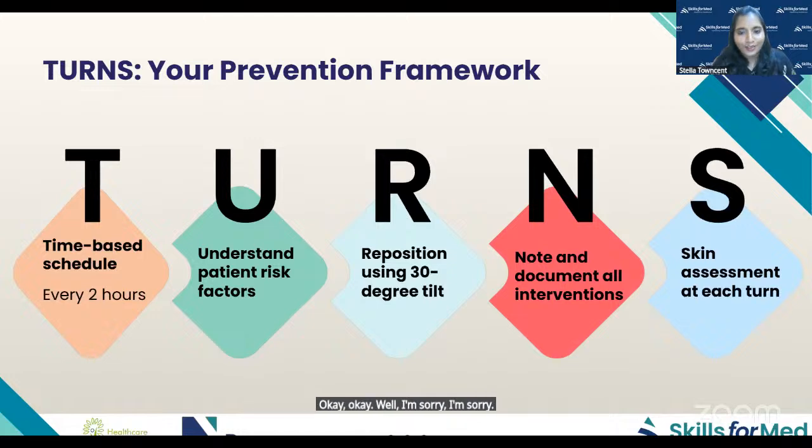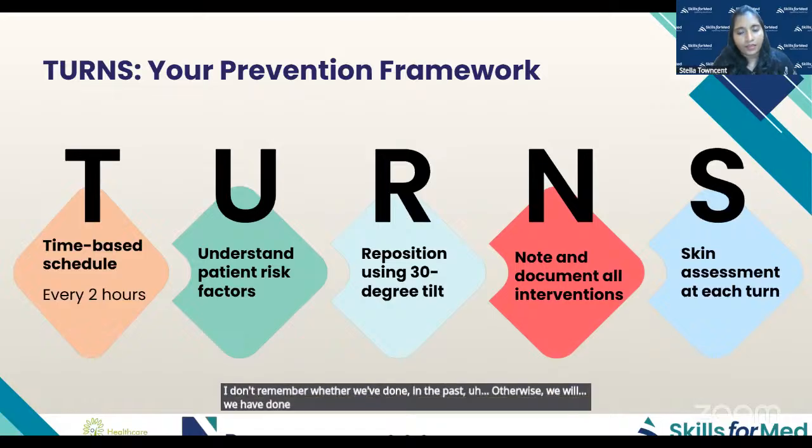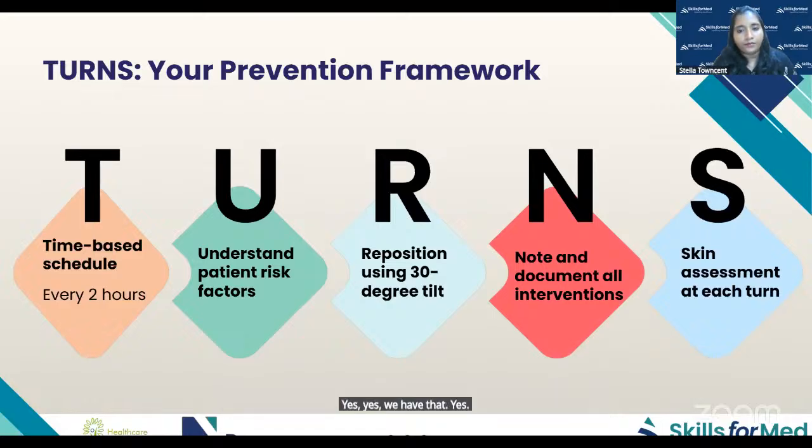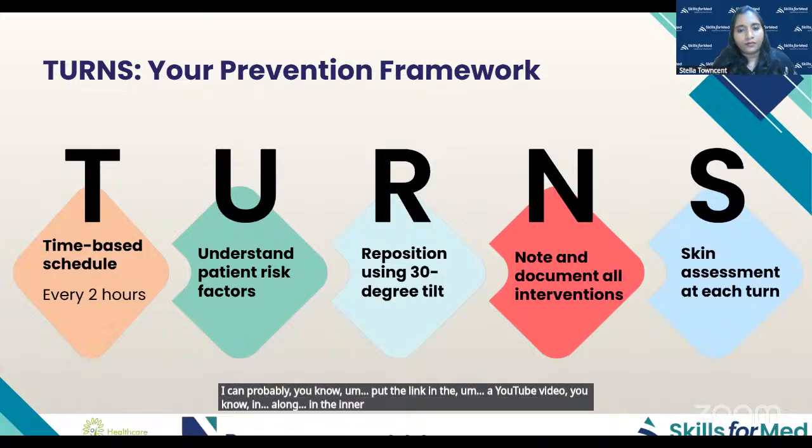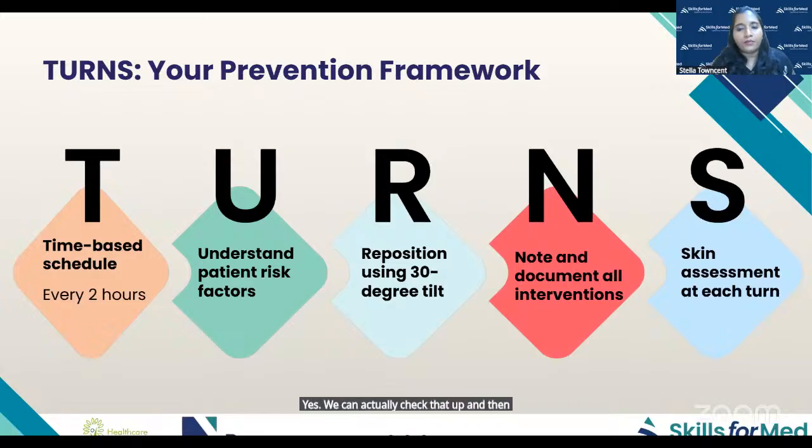I don't remember whether we've done it in the past. Yes, we have done it. Then it should be on YouTube. I can probably put the YouTube video link in our WhatsApp group also. We can check that up.